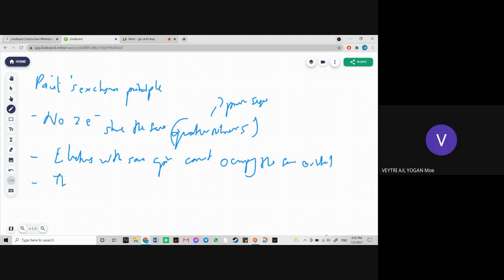The maximum number of electrons in one orbital is 2. Like just now we have seen, 1, 2. Maximum is 2. Let me show you one by one.